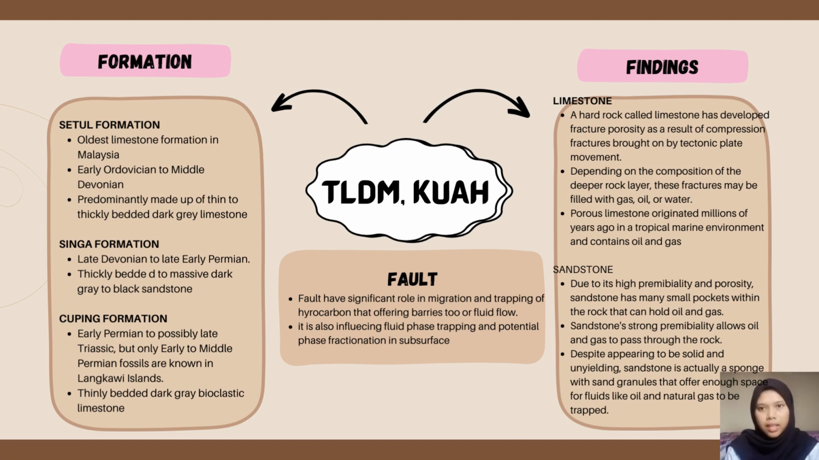Second is sandstone. Sandstone has high permeability and porosity. Sandstone also has many small pockets within the rock that can hold oil and gas, and sandstone's strong permeability allows oil and gas to pass through the rock, and the deposit appears solid and yellow. Sandstone is actually like a sponge with sand granules that offer enough space for fluid like oil and natural gas to be trapped.